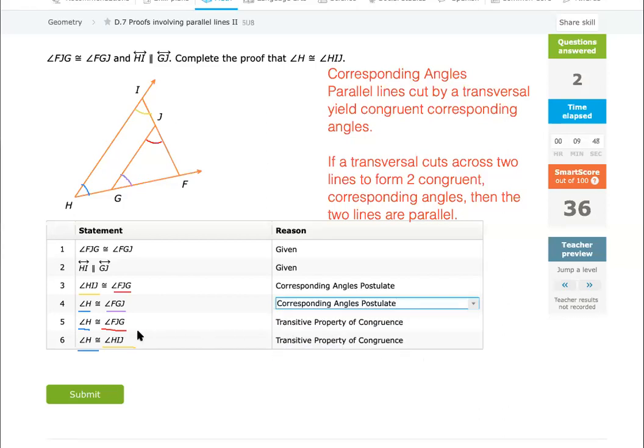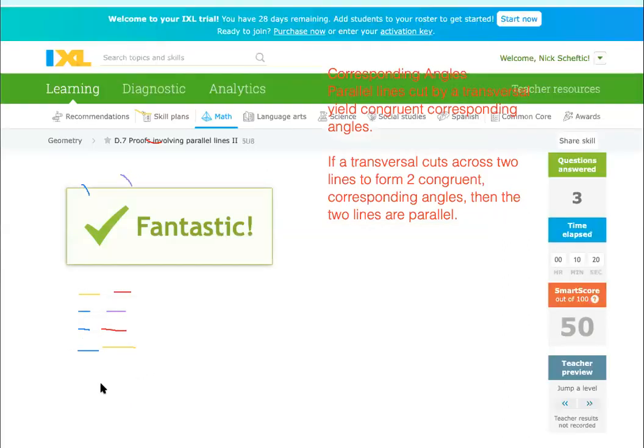Okay, and then below they just show you transitive property of congruence. It was with H, the blue to the red, right there. Because we know the information above, and then H is going to be congruent with the yellow over there because of the transitive property of congruence as well. It's almost like there's substitution, but not quite, because we know the information from 3 and 4, we can solve for 5 and 6. But all they're asking for is number 4, so the corresponding angles postulate on that one right there.